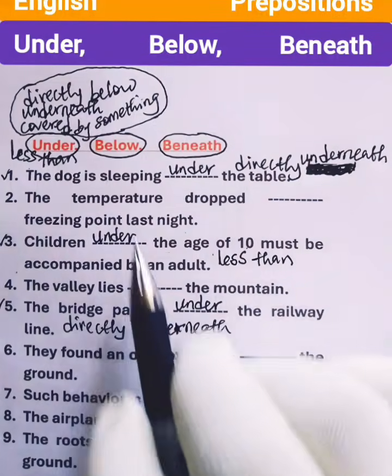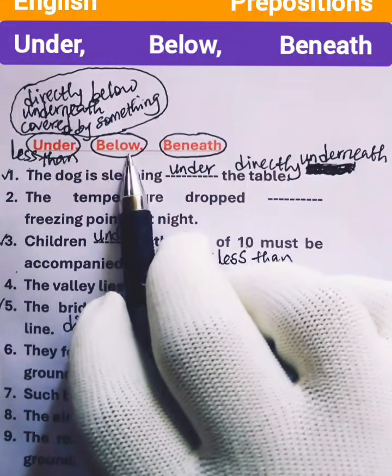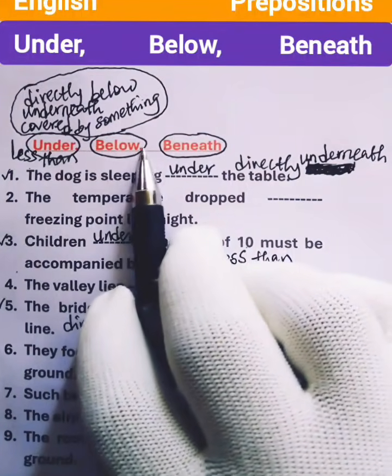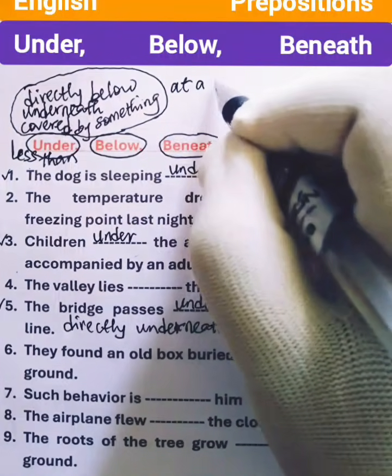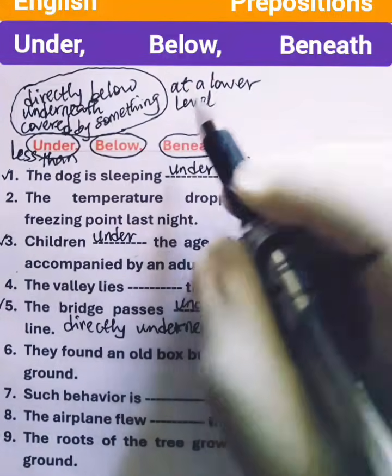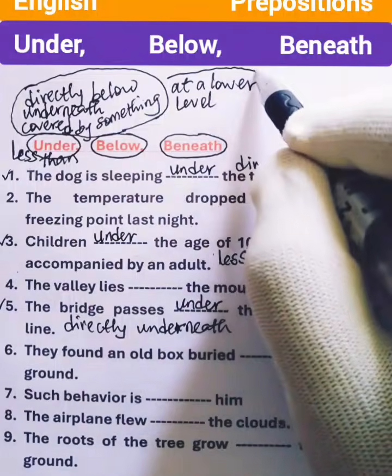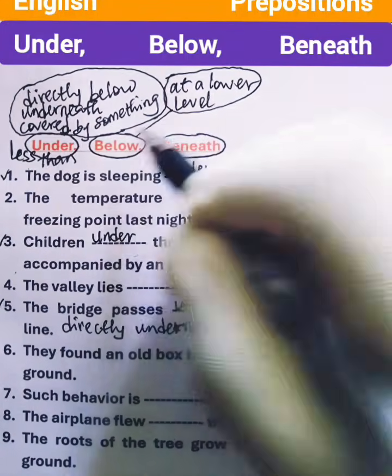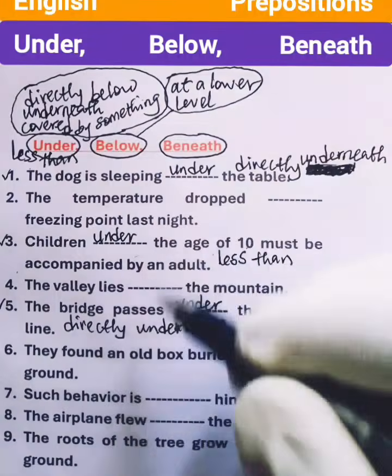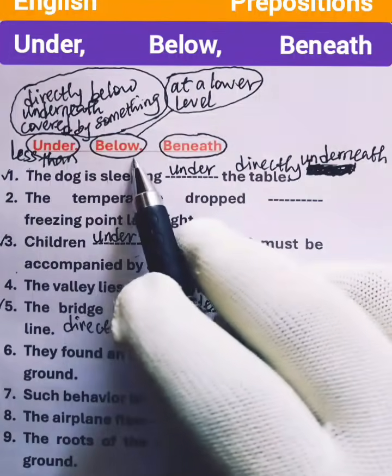Now let's look at below. When do we use it in a sentence? Use below to show that something is at a lower level. Okay, so when something is at a lower level, we can say it is below another thing. Now let's look at the 2 examples we have for below.